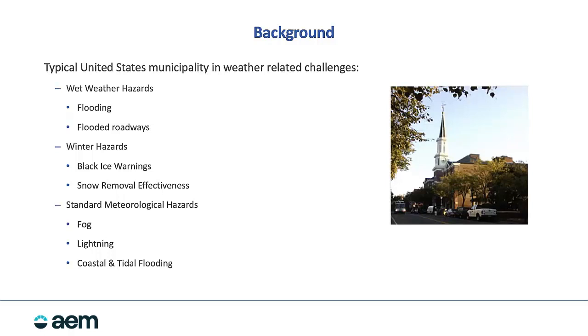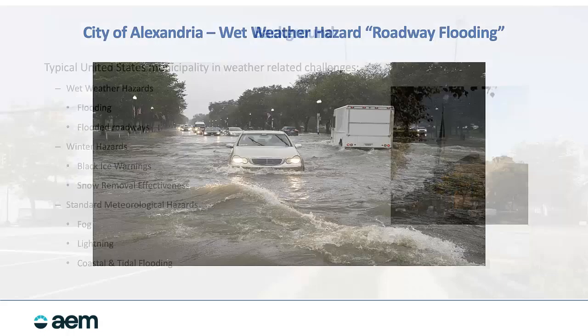They do get the fog of the Potomac, so that comes into effect around the city. Even lightning plays a little bit into roadway safety, and there are ways to monitor that. But the coastal and tidal flooding is a big influence on some of the stuff we'll talk about, especially the wet weather hazards. So I think we'll jump into the wet weather stuff.